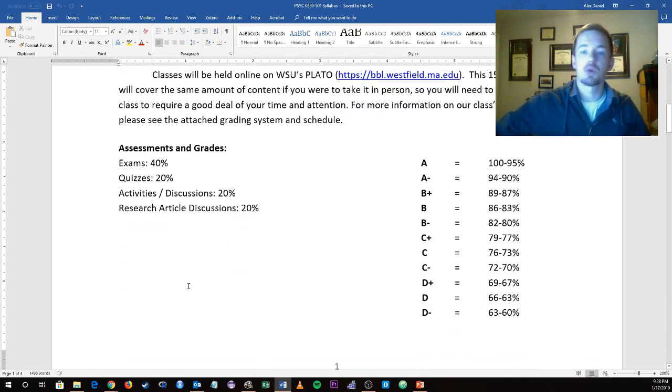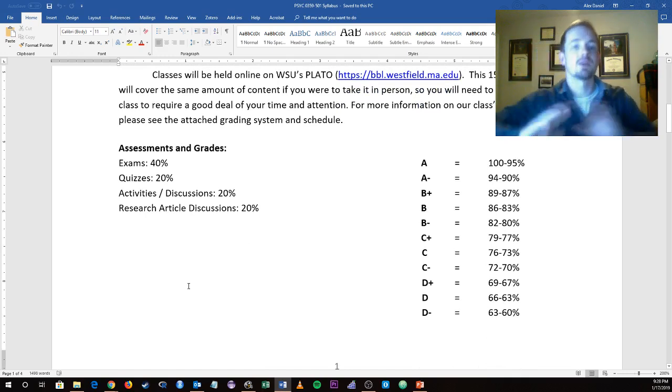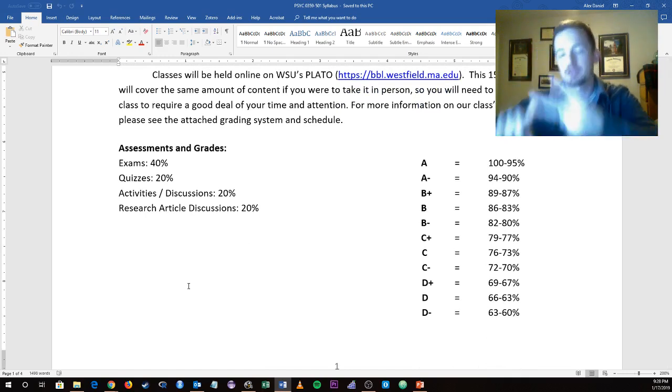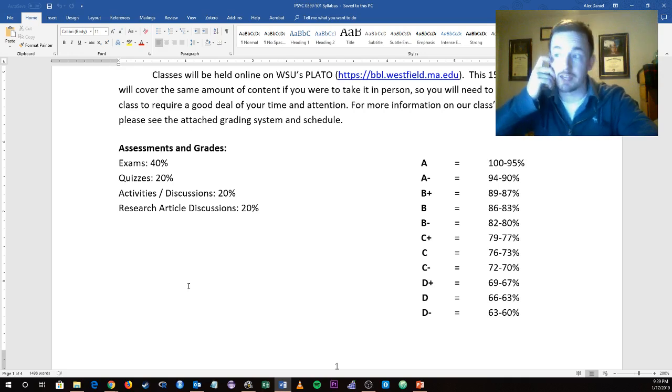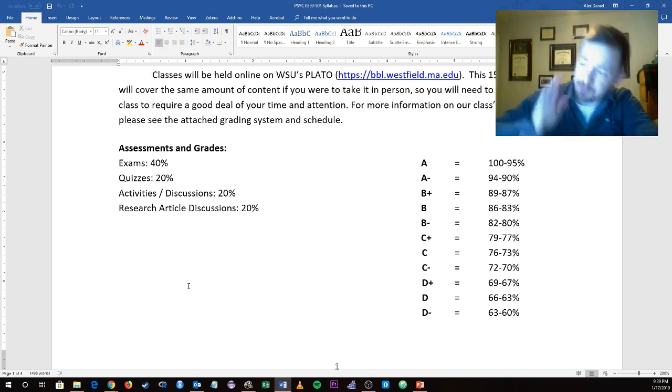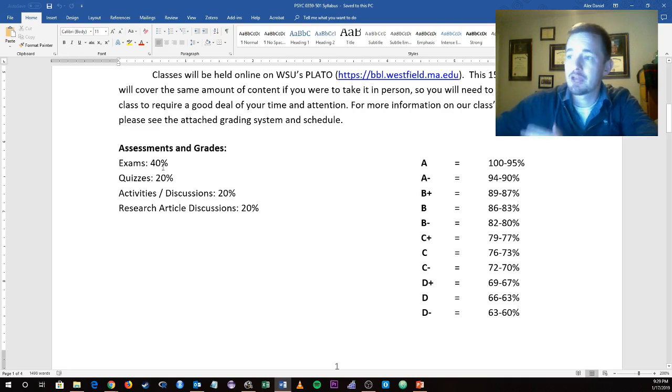The grades, one of the more important things about a syllabus, right, is, or actually we know what the most important things are about a syllabus. Two things, right? One is what kind of assignments you have, and second is do you actually need to show up to class? The answer for the second one is no, because it's online, but you still need to log in, you still need to check in with the class a lot. So let's look at the assignments. We have exams, quizzes, activities / discussions, and research articles.